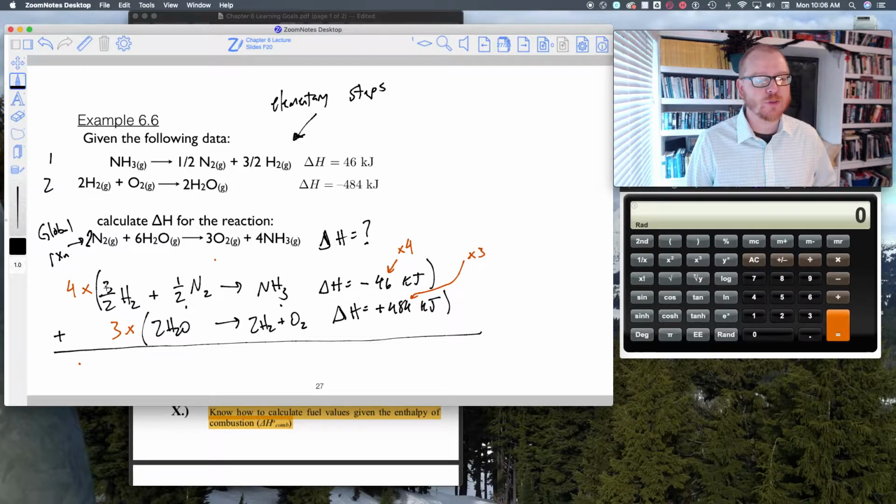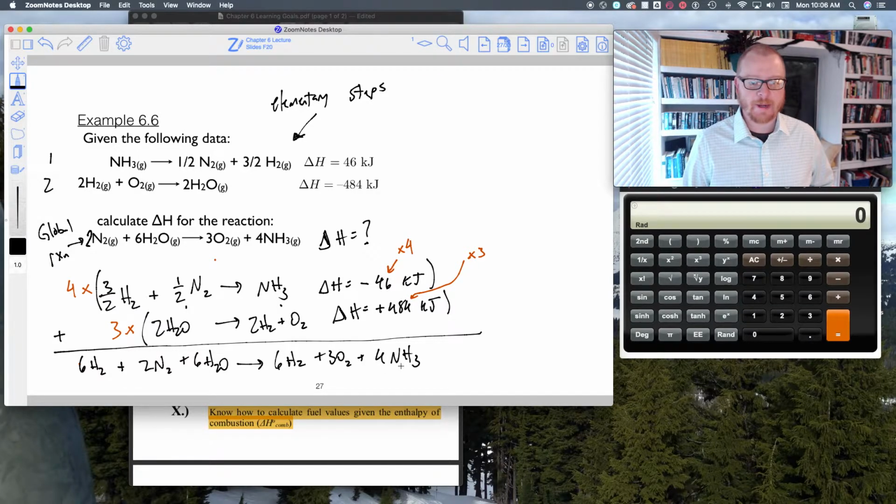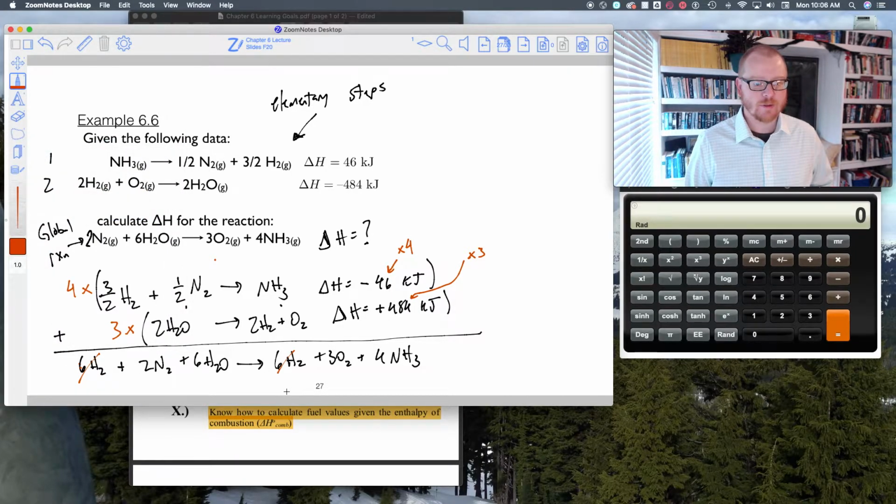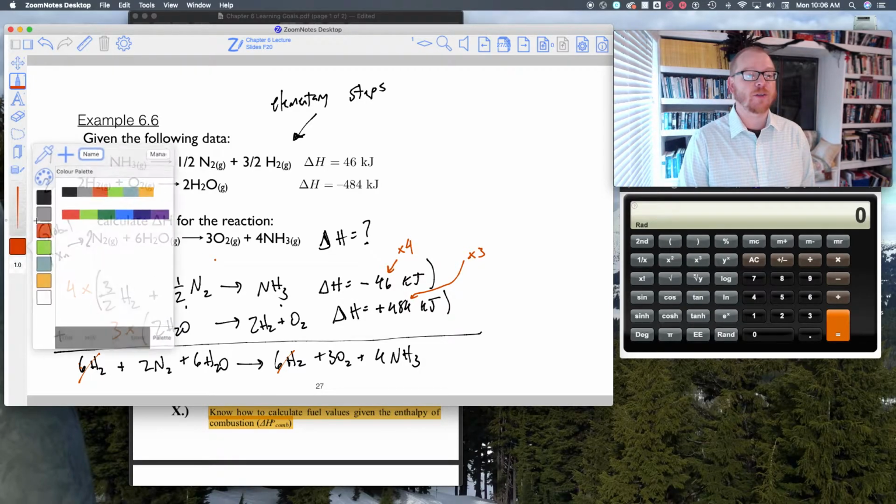So I've got 4 times 3/2 hydrogen. That's going to give me 6 H2s plus 2 N2s. And now 3 times 2 gives me 6 H2Os. And then look, now I've got 6 H2s plus 3 O2 plus 4 NH3. And I can see my hydrogens cancel. Okay, so great. So now I've got 2 nitrogen plus 6 H2O plus 3 oxygen plus 4 ammonia. So that gives me the correct answer.